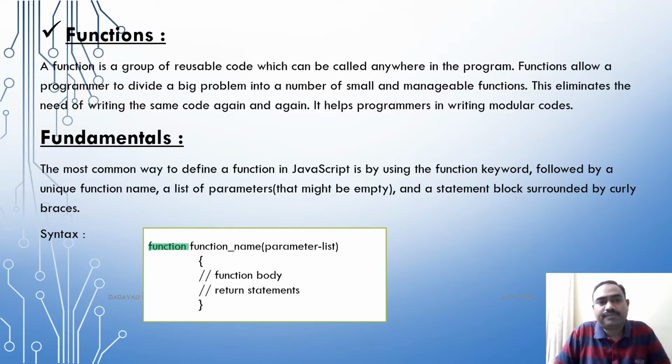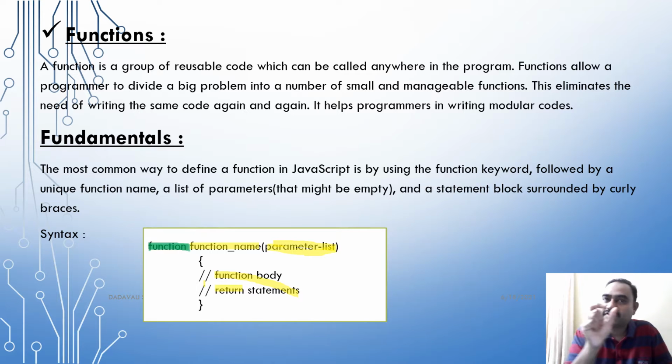So here the main difference is that in C programming there is a return type, but here in JavaScript, in the beginning you must write the function keyword. After that, the function name, and as usual parentheses, within the parentheses the parameter list. After that, within the block of statements, there is also a return statement, the return keyword. So this is the syntax of the function.